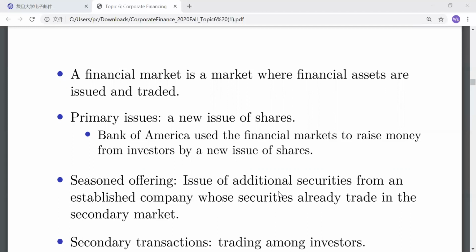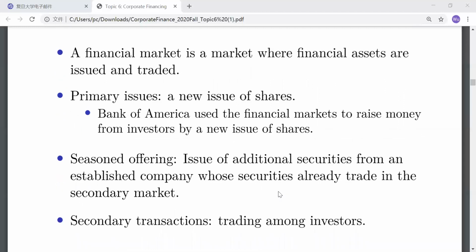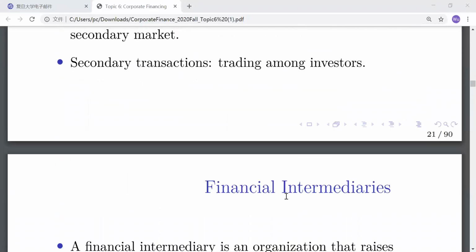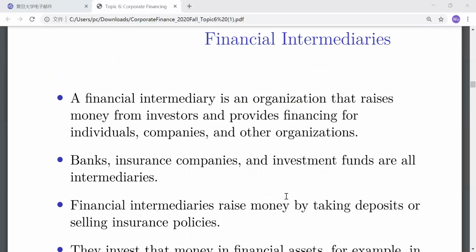For example, Bank of America used the financial market to raise money from investors by a new issue of shares. And also there could be a seasoned offering, which is the issuance of additional security from an established company. And for this established company, their security already trades in the secondary market. Right? And in this secondary market, usually investors trade among themselves.